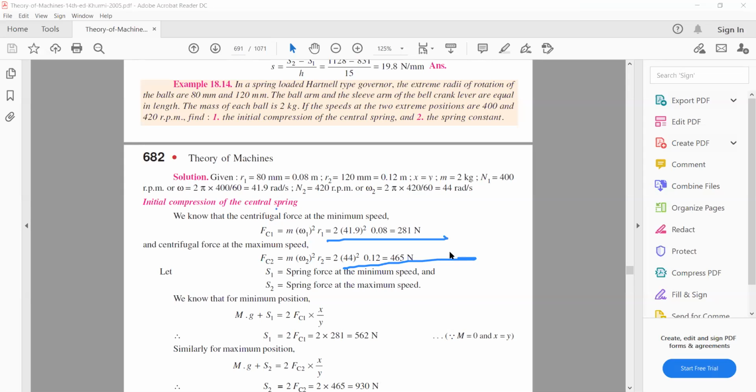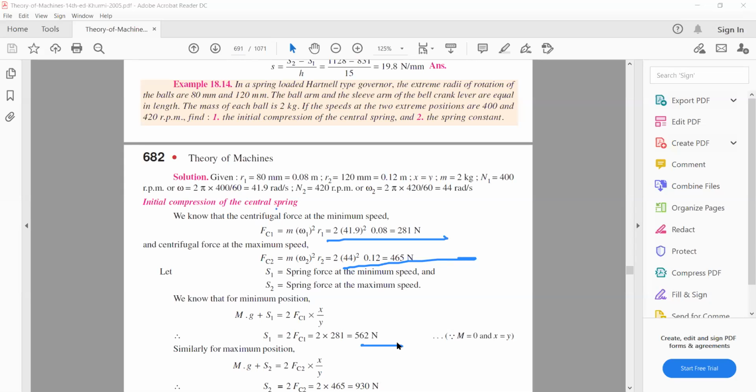We know that for the minimum position, the equation is mg plus S1 equals 2FC1 into x by y. So S1 comes to nearly 562 Newtons. Why? Because mass is known, FC1 is already calculated, and x and y are both the same. So when we calculate, S1 will come to 562 Newtons.